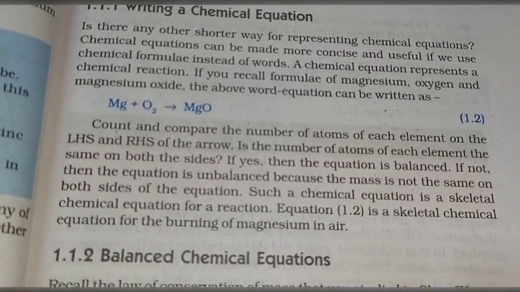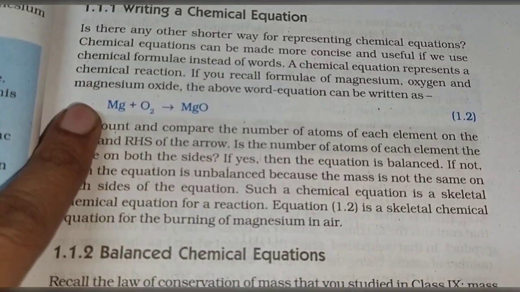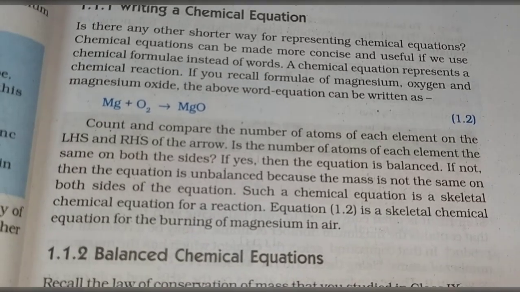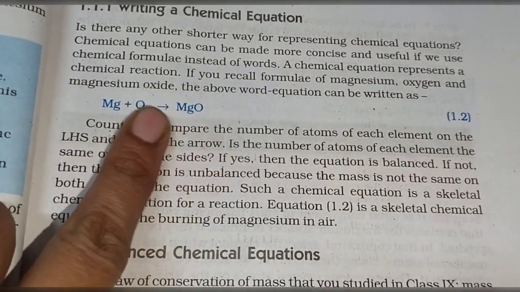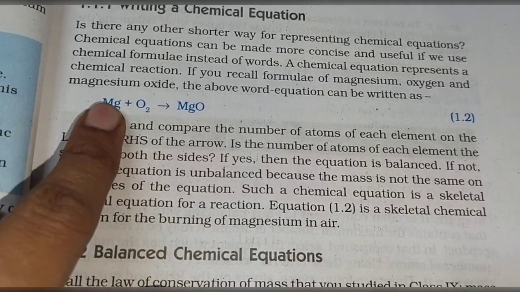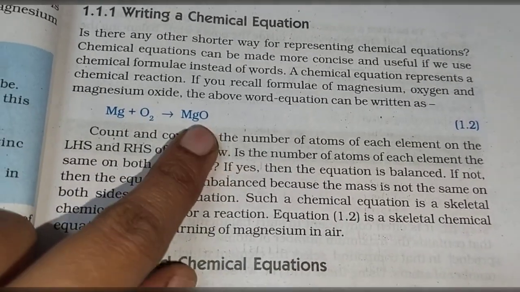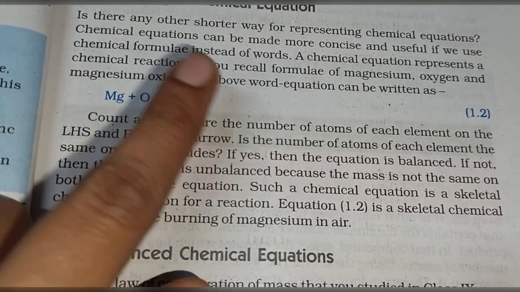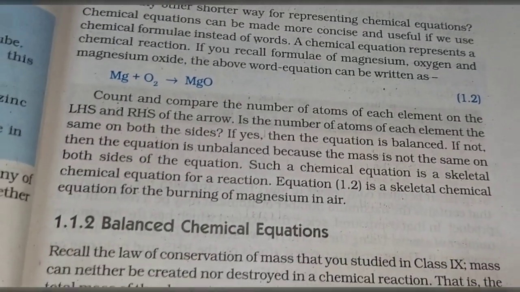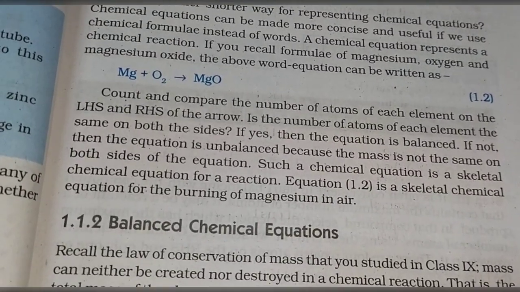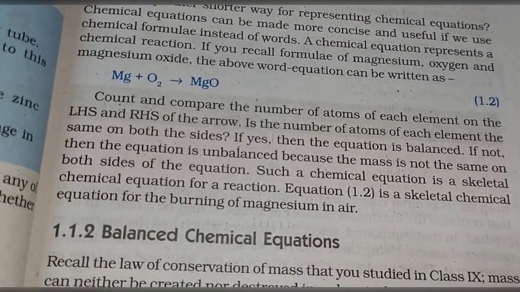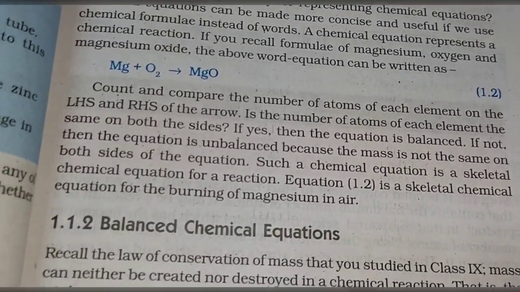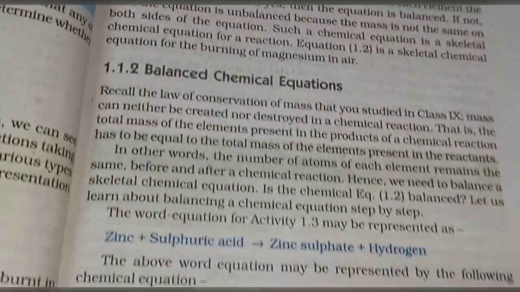Before balancing it, we can call it an unbalanced chemical equation, or we can call it a skeletal chemical equation. It is a skeletal chemical equation because it is not balanced: here magnesium is 1, oxygen is 2, but on the product side only 1 oxygen is there, 1 magnesium is there. So when we count the atoms, the reactant side and product side are not equal. So it is an unbalanced chemical equation, or skeletal chemical equation. Then when we balance this equation, it is called a balanced chemical equation.